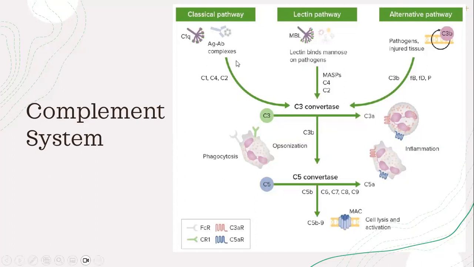Yeah, so that's the complement system. Obviously, I gave you a very brief explanation, but it's much more complex than this. But I just wanted to share it with you.